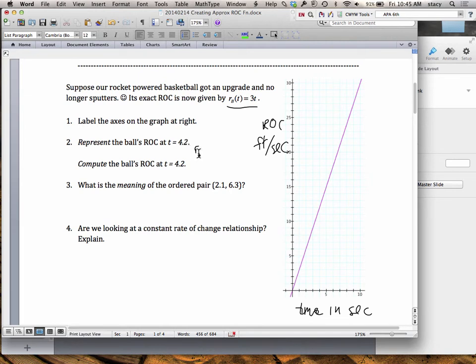Okay, so r little b of 4.2. This is the rate of change of the basketball when the time is 4.2 seconds. How would I compute it? Do I have the ability to compute it? Yes. How do I do it?